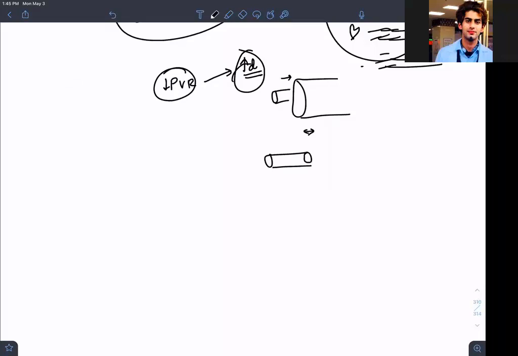Are we clear? PVR is less than the SVR. By how much? 1/10th, only 1 part in 10. Is it clear? But I am telling you, it has a greater amount of parallel elements, more parallel vessels.